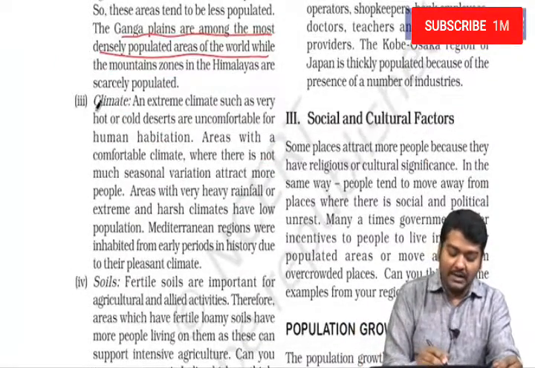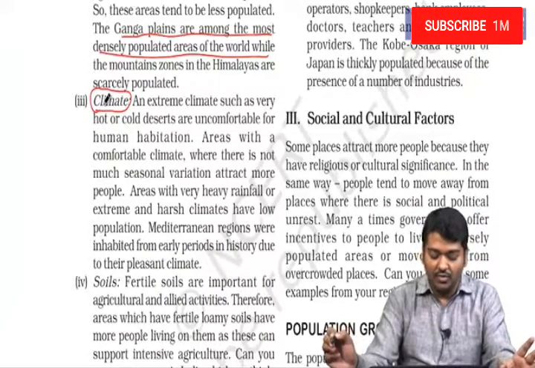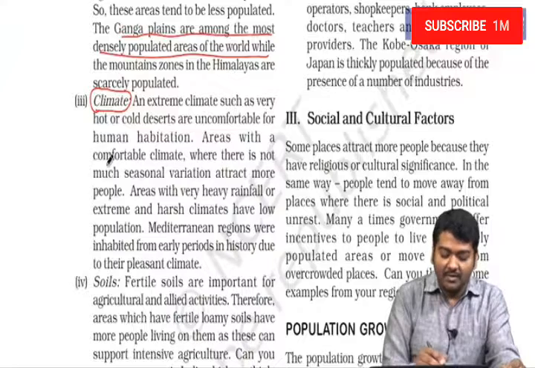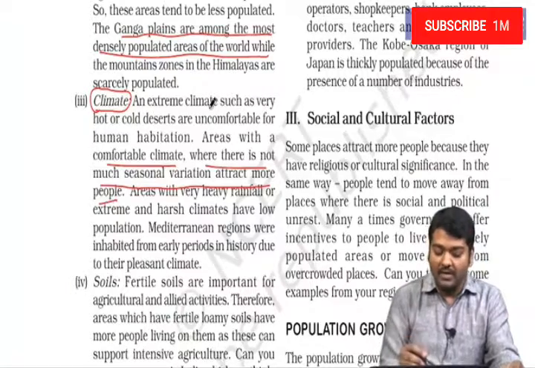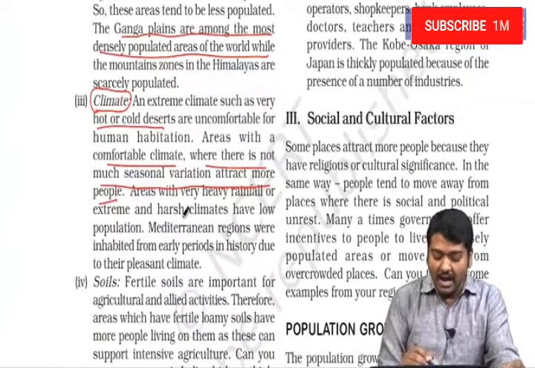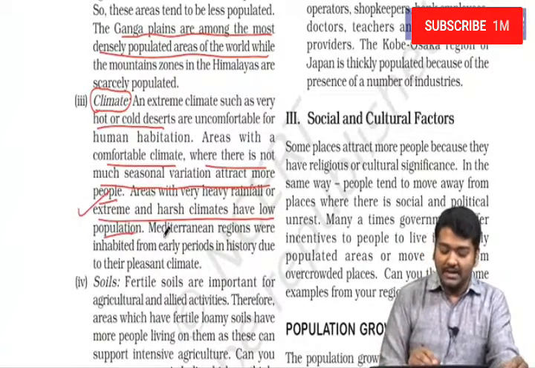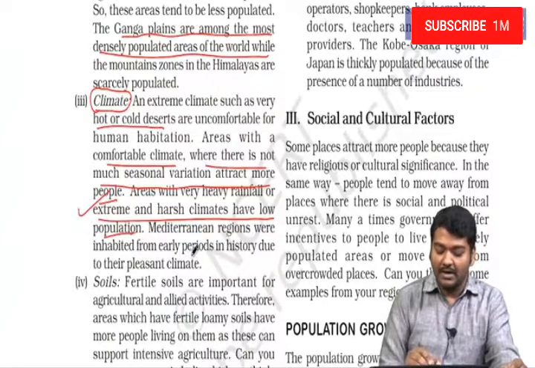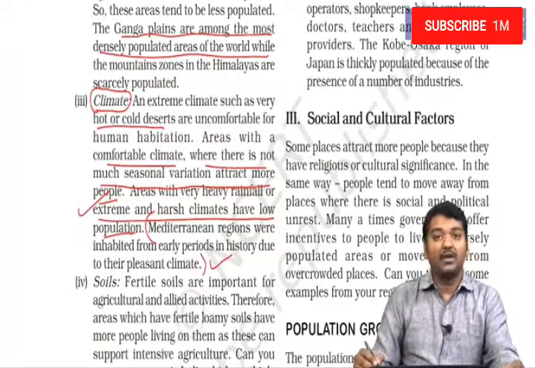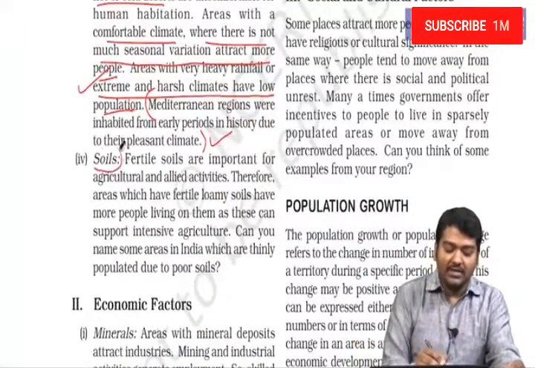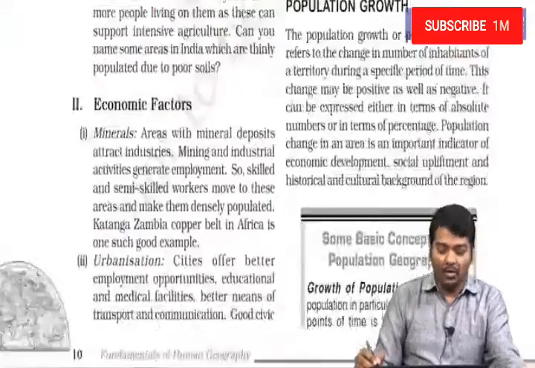And then we need to look at the climate. Climate plays a very important role because extreme climates are usually avoided. Areas with a comfortable climate and not much seasonal variation attract more people. But with extremes like hot or cold deserts and harsh climatic conditions, usually people will be less. Mediterranean regions were inhabited from early periods in history mainly due to the pleasant climate, in the European context. Soils: fertile soil will attract more people.